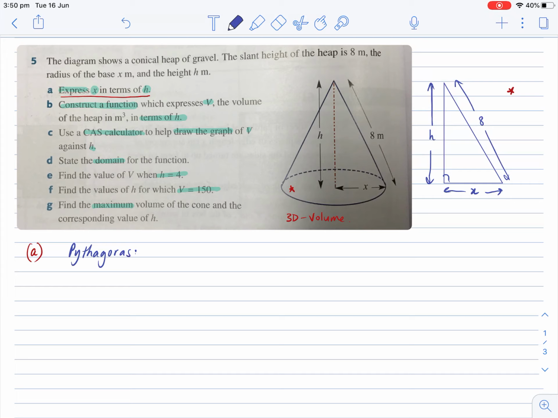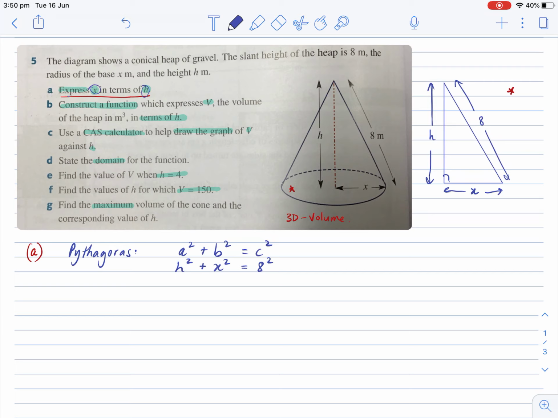So this is where we have to be strong in all of those elements of maths that we've done already. So Pythagoras' rule says that a squared plus b squared equals c squared. In this case, that gives me h squared plus x squared equals 8 squared. And you can see I've really quickly created an equation that has an x and an h in it.